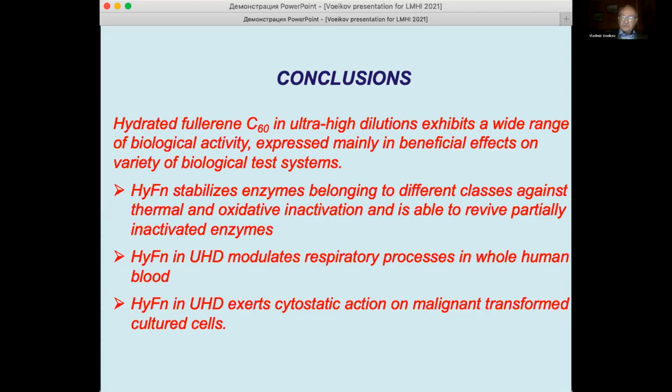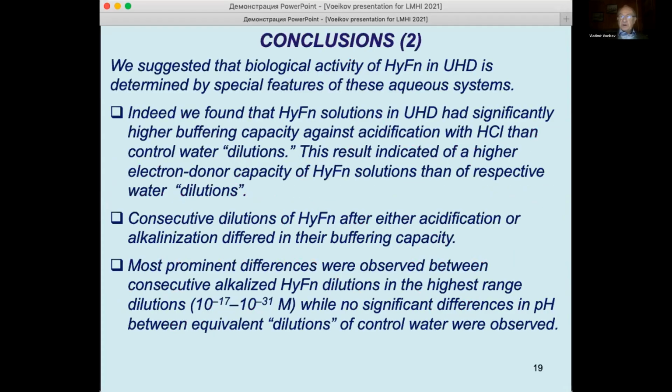Hydroxyfullerene in ultra-high dilutions modulate respiratory processes in whole human blood. Hydrated fullerene in ultra-high dilutions exerts cytostatic action on malignant transformed cultured cells. We suggested that biological activities of hydrated fullerenes are determined by special features of these aqueous systems. And indeed, we found that they had significantly higher buffering capacity against acidification than controlled water dilution. These results indicated a higher electron donor capacity of this solution than respective water dilutions.